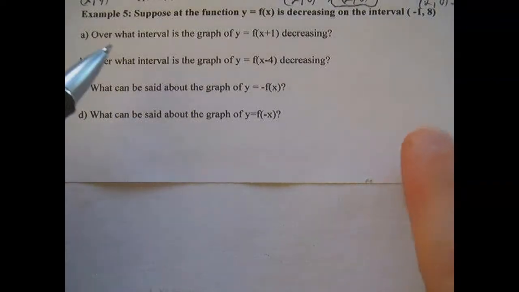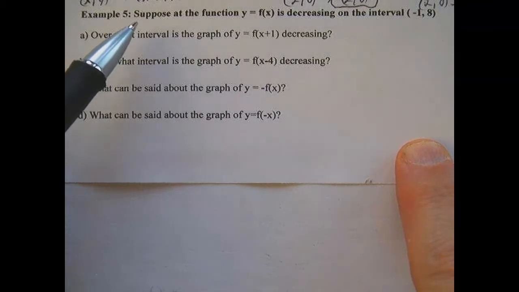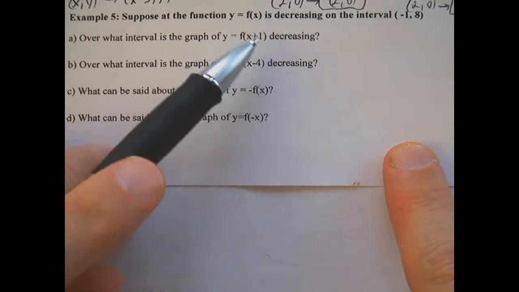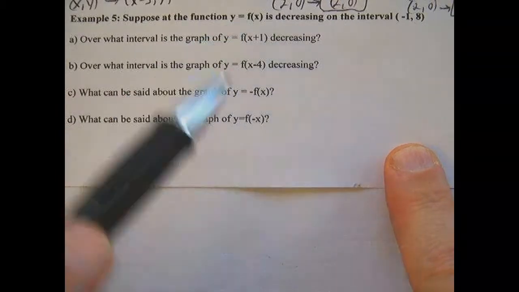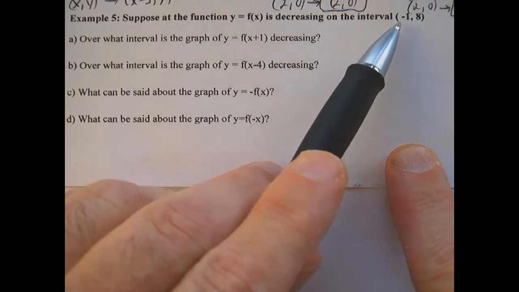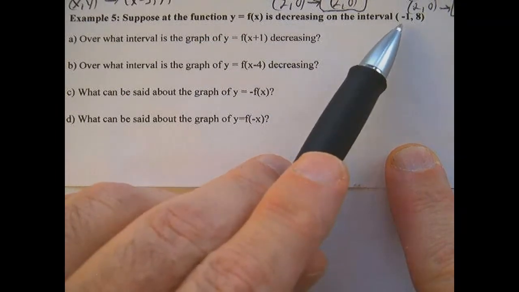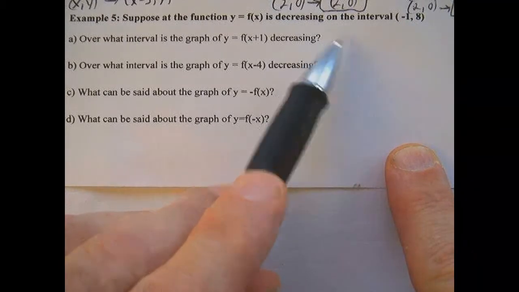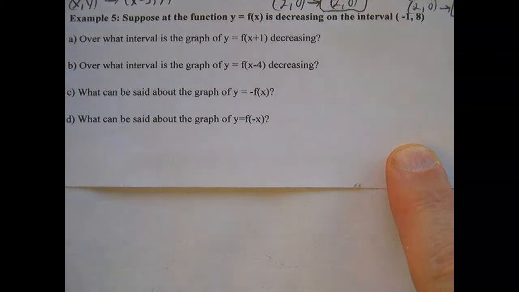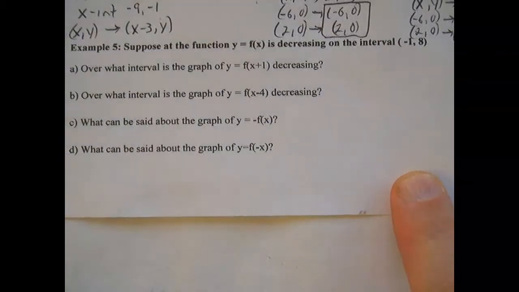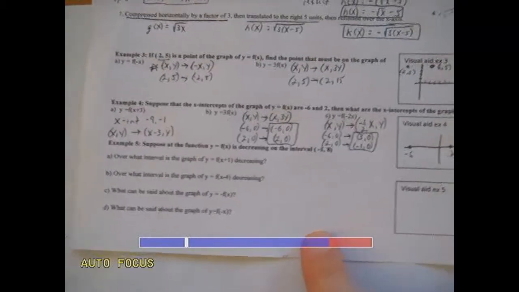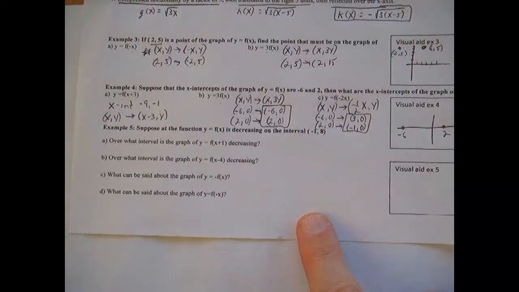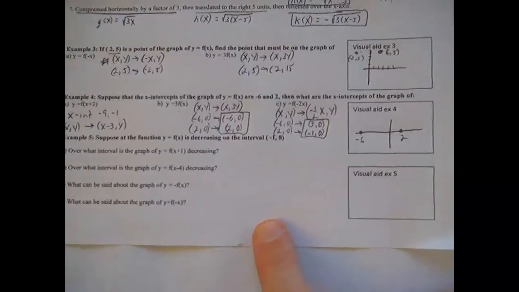Okay, so in this last case, we have the least helpful visual aid of all, because we don't actually know any points on the function at all. All we know is that on the interval from x equals -1 to x equals 8, the function is increasing. So this example, more than the other two, where we were given a point or x-intercepts, really relies on our visual aid. So let's see how we can draw that.